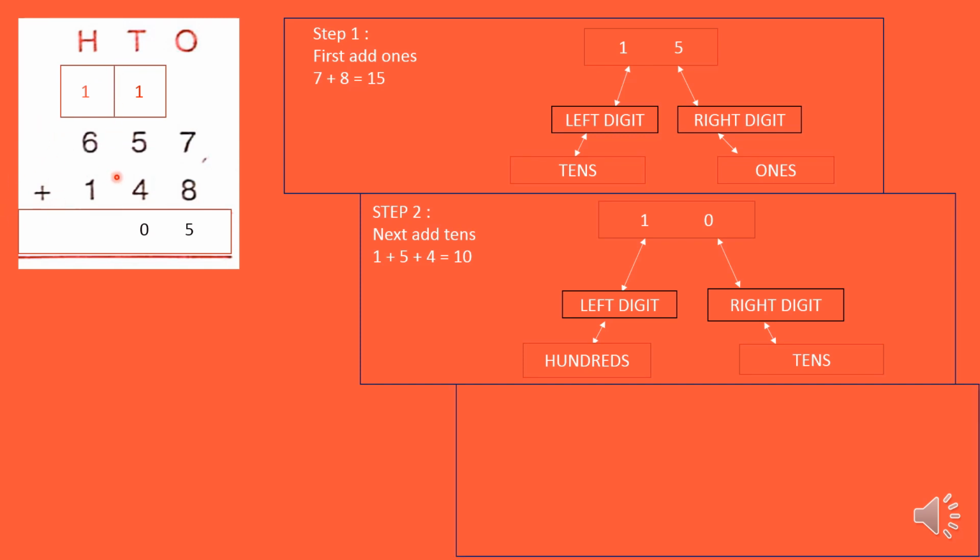What is the last step, children? Step 3. At last we have to add hundreds column digits. Yes or no? So next add hundreds. 1 plus 6 plus 1 we have to add. First we should add these two digits. 6 is in your mind, 1 is in your hand. 6 after that 7. 7 is in your mind, 1 is in your hand. 7.